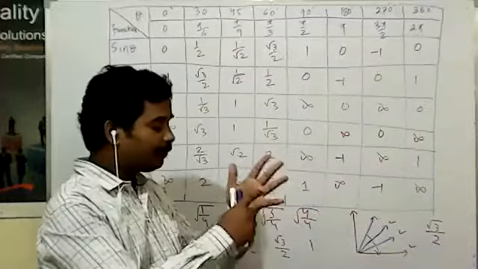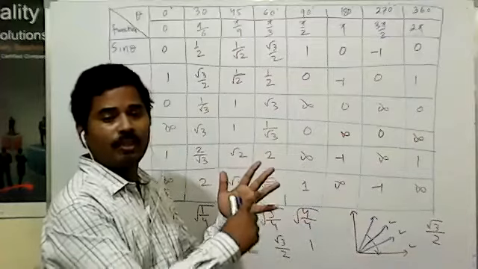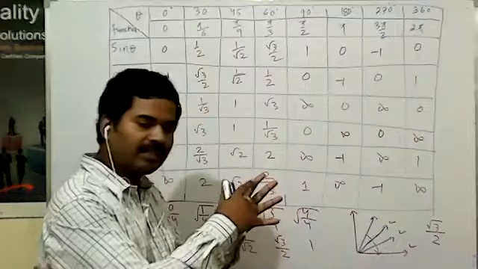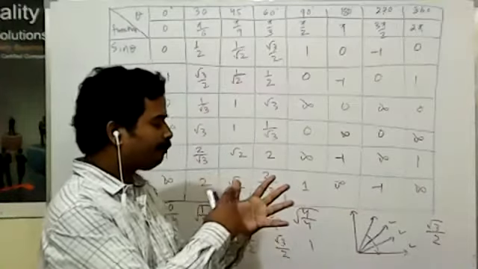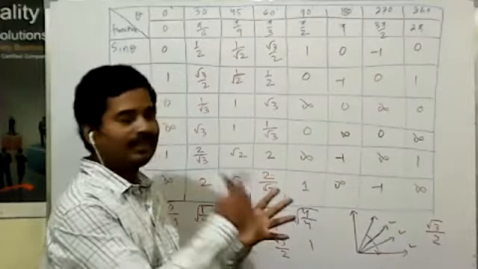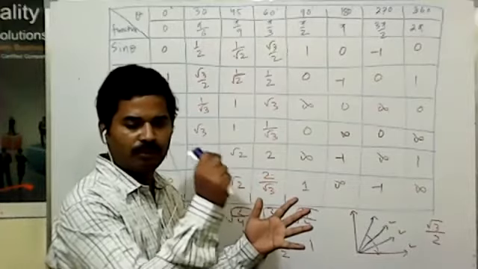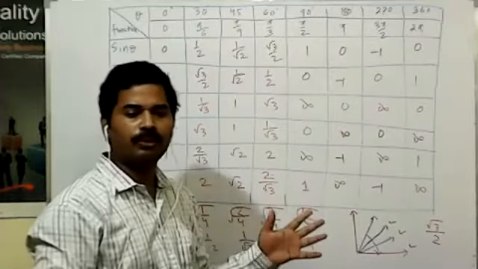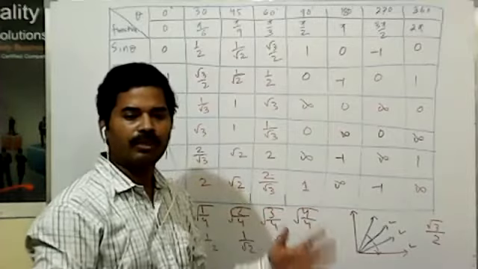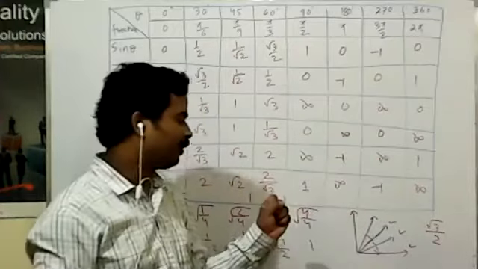Similarly, if you want to find out cos 0, how many fingers are there? 4 fingers are there. Root of 4, that is 2, will be divided by 2. That means 2 by 2 is equal to 1. That means the value of cos 0 is 1. This is the fingertips method.